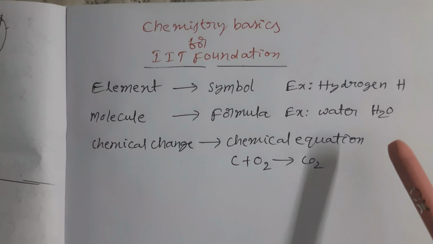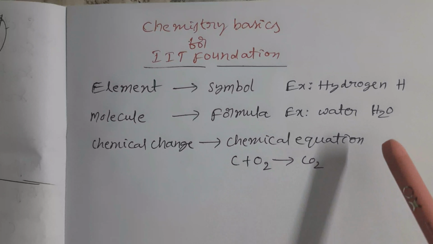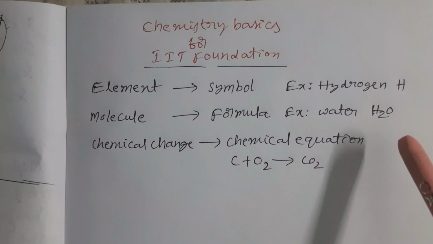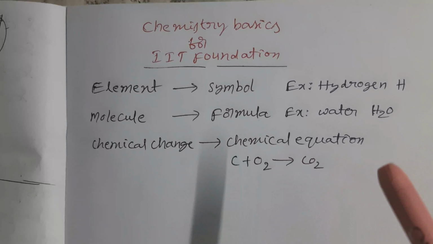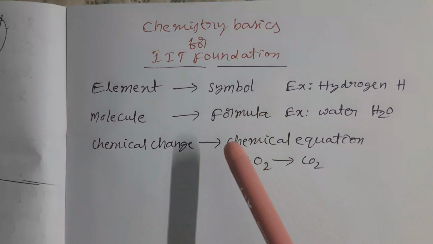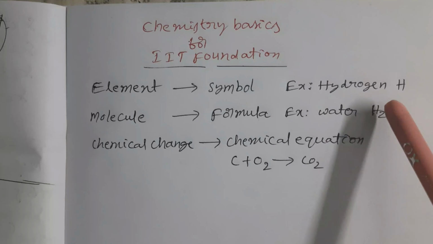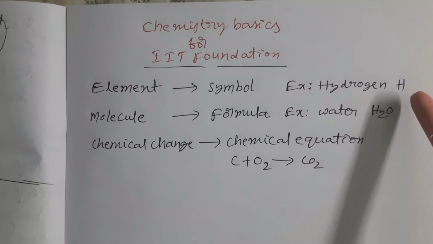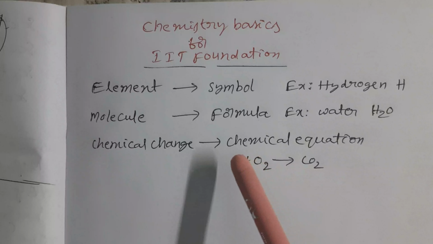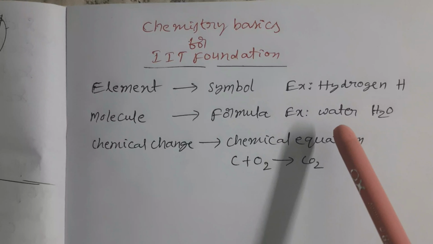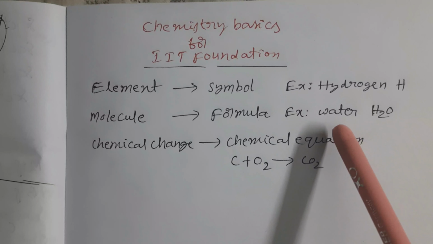That means a molecule is represented with a formula. The water formula is H2O. The short representation or notation of an element is called a symbol. We cannot always write hydrogen, H-Y-D-R-O-G-E-N, like that. The short notation H is a symbol, whereas the short notation of a molecule is a formula. We cannot always write water; we write H2O.